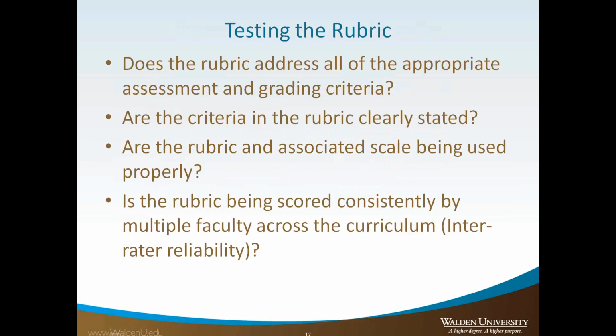One of the things we have to be real about prior to implementing rubrics is to make sure that the rubric is set up properly, and that faculty are implementing the rubric fairly consistently across the board. So there are a number of questions that we want to ask ourselves during the development and testing of any rubric. Does the rubric address all the appropriate assessment and grading criteria? Are the criteria in the rubric clearly stated? Are the rubric and associated scale being used properly? And finally, is the rubric being scored consistently by multiple faculty across the curriculum? This is also referred to as inter-rater reliability.